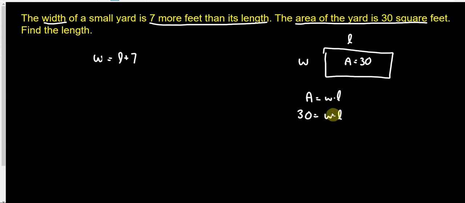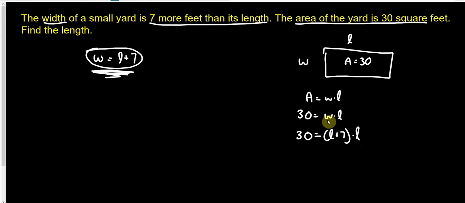Well, this is kind of weird. That doesn't help me. Oh, but wait a second. Look here. I know that the width is just length plus 7. So I could write that as L plus 7 instead of W. So I can replace the W with L plus 7 because they are the same thing. They're equivalent. So I've replaced the W. So now look at what I have. I can distribute this L. 30 equals, let's see, L times L is L squared. And L times 7, that's plus 7L.